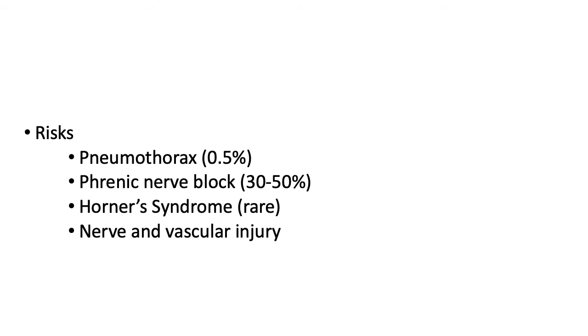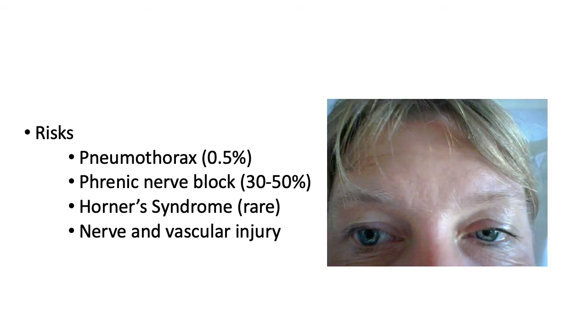Horner syndrome can occur with the supraclavicular nerve block. That's due to blockade of the stellate ganglion, and you get symptoms such as ptosis, miosis, and anhidrosis, as shown here in this photograph. And of course, as with all nerve blocks, there's always a risk of nerve and vascular injury. Again, risks are low if the proper precautions are taken and ultrasound is used.